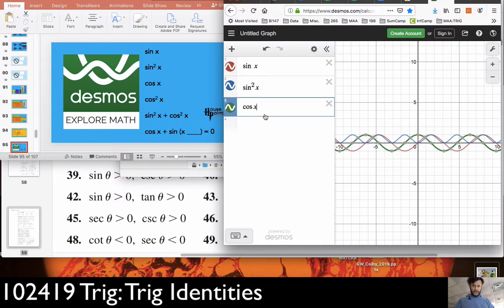let's see here. Minus. Let's see if I can do it like this. Minus pi over 2. Oops, no.